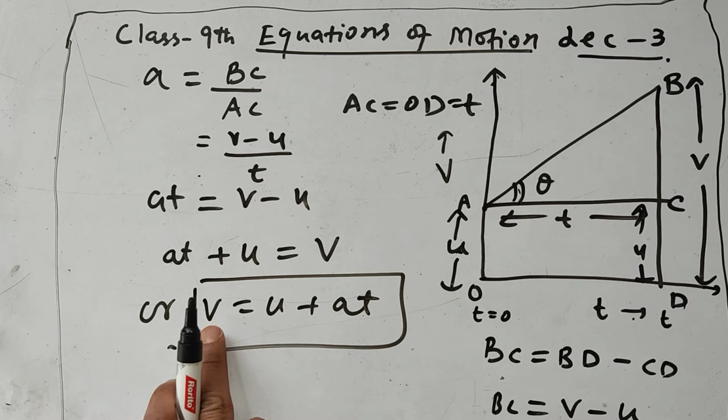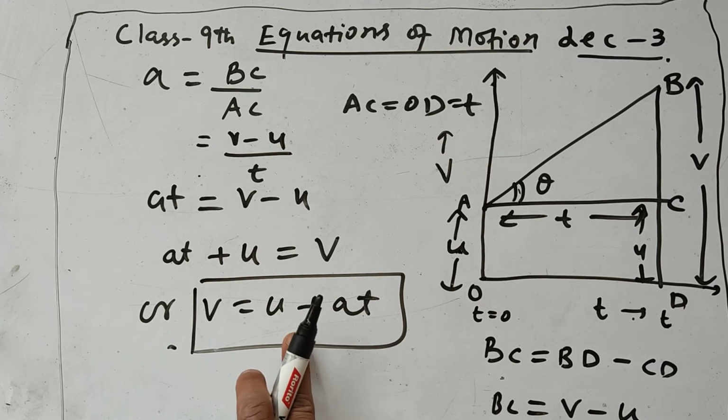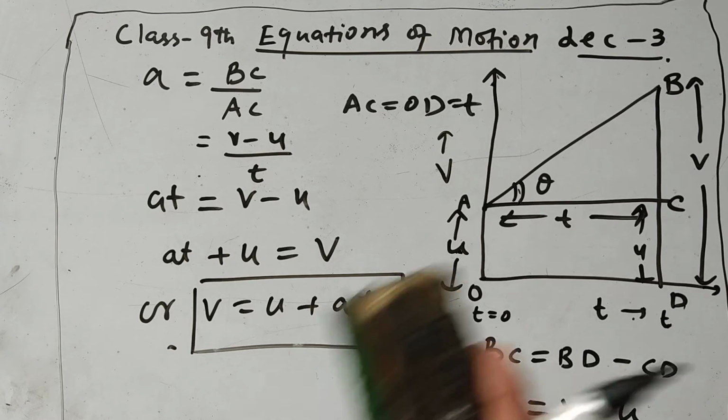We got finally v is the final velocity, u is the initial velocity, a is the uniform acceleration, t is the time for which this velocity gets changed. Now this was the first equation which we have derived. Now let us derive the second equation of motion.